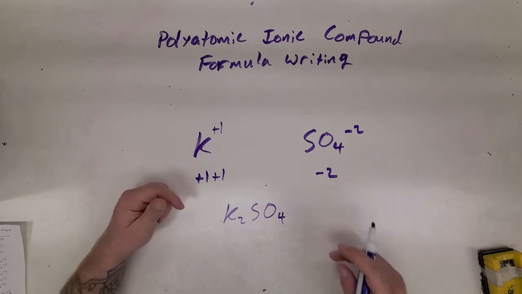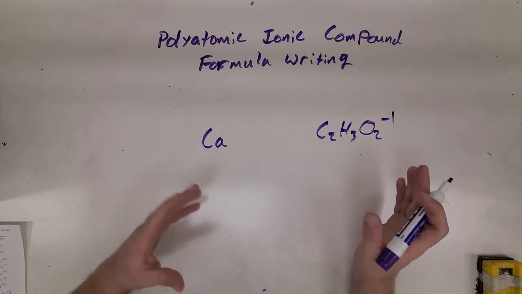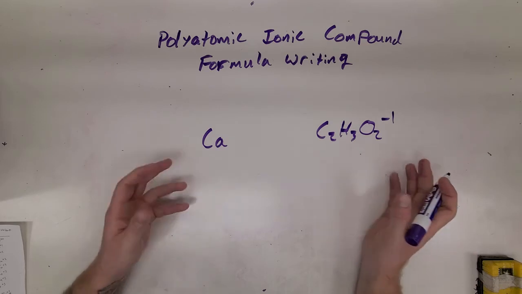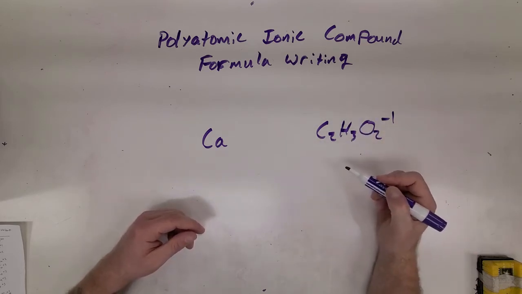We're going to do a few more examples here. Okay, another example could be calcium and acetate forming a compound together. This is typically what's found in vinegar in the form of acetic acid.